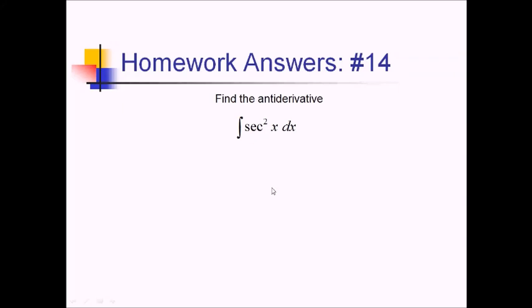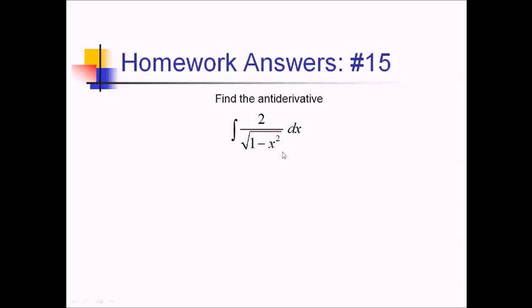For number 14, we just want the antiderivative of secant squared of x. So that comes directly out to tan of x because the derivative of tan is secant squared, and then that'll be a plus c.